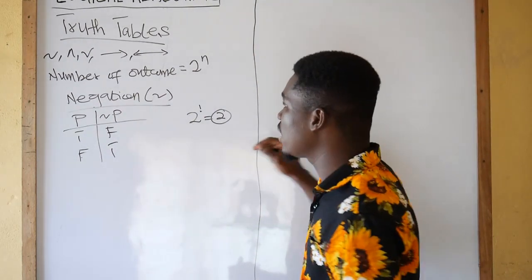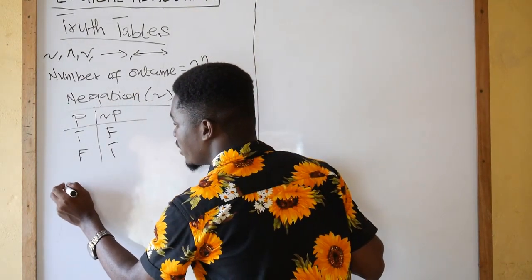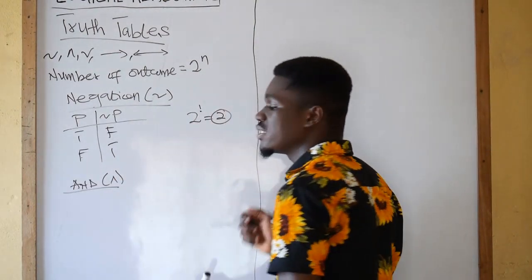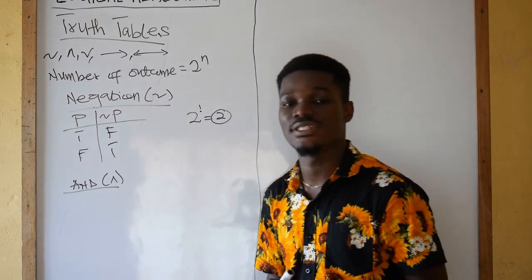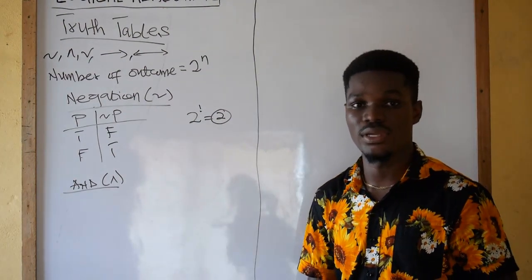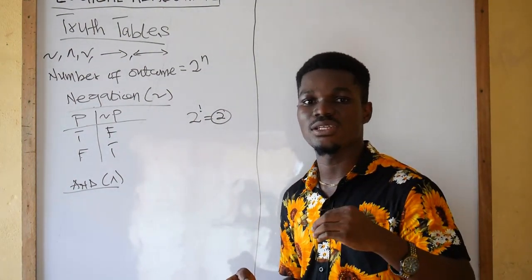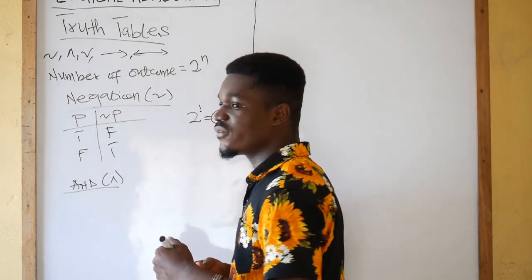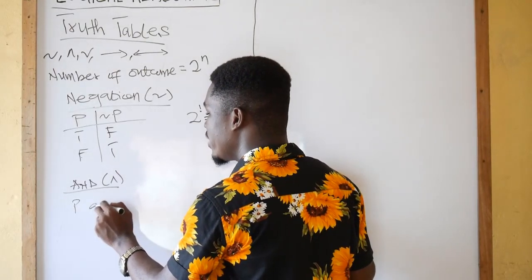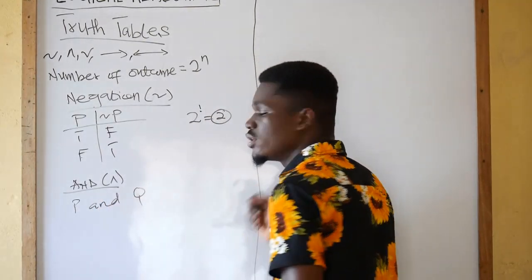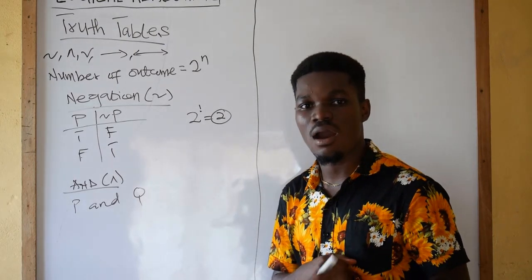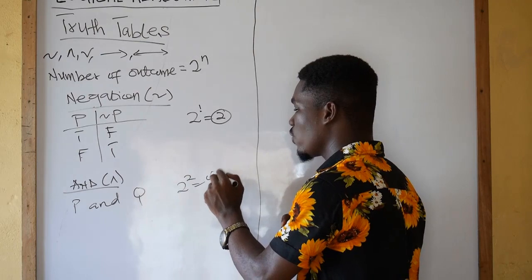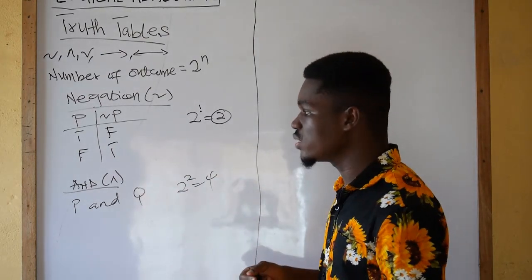Now the next logical operator is the AND operator. It is also called logical conjunction, and it is a binary operator. So we can only perform this operator on 2 or more statements. Let's assume you have 2 statements P and Q. It implies that the number of possible outcomes will be 2 exponent 2, that is 4. So let's construct the truth table.